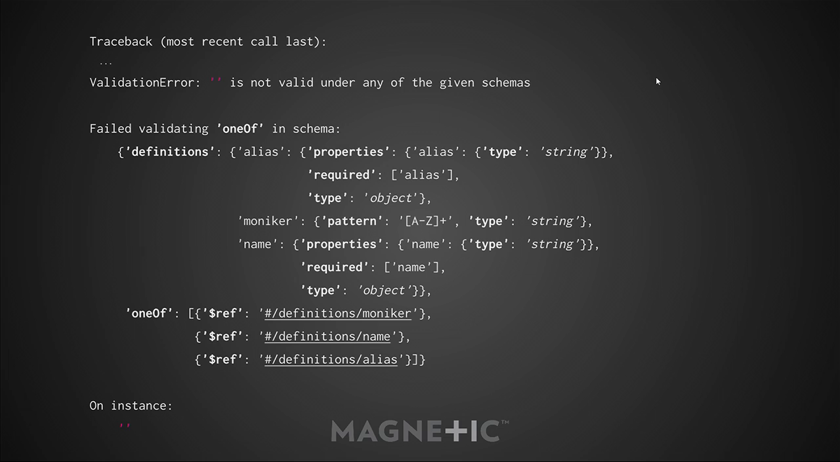So here's what happens when I pass in the empty string. Sorry, I know it's a bit hard to see. But I passed in the empty string, which isn't valid under any of those three things. And that's exactly what the traceback tells you. It says, not valid under any of the given schemas.